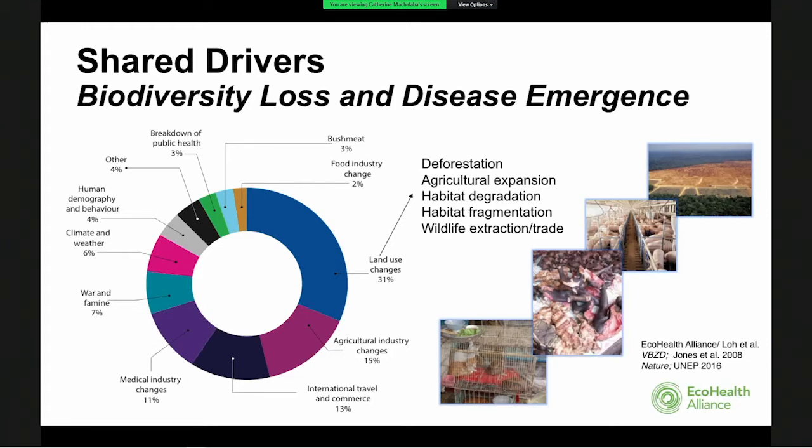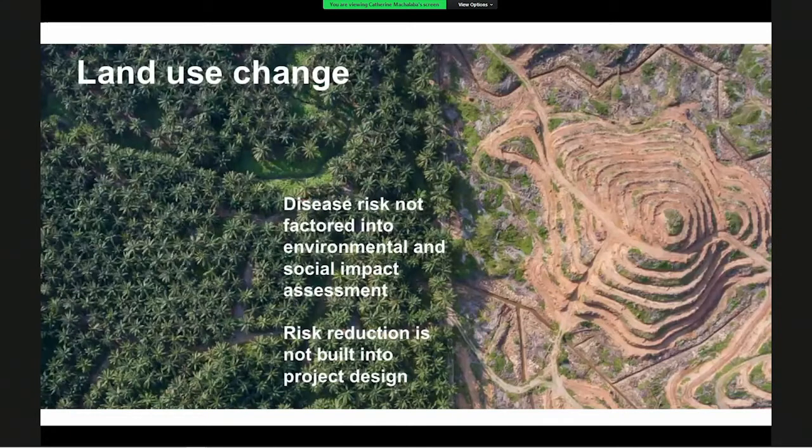What I think is really important to note here is that these drivers are shared for multiple critical challenges that humanity faces. When we think about biodiversity loss, climate change and disease emergence, these are shared priorities that we have to be working on, these root causes. I think there's a lot of opportunity then to maximize our investments, and have those co-benefits that Dr. Bernstein mentioned. Now, when we think about land use change, this is the major driver, the root cause of a lot of epidemic and pandemic risk.